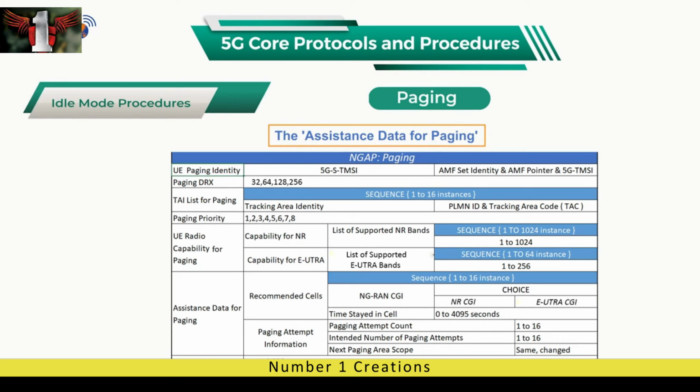For example, if the AMF is approaching its final paging attempt, then the base station can increase the priority of the paging procedure and potentially broadcast the RRC paging message across an increased number of cells.